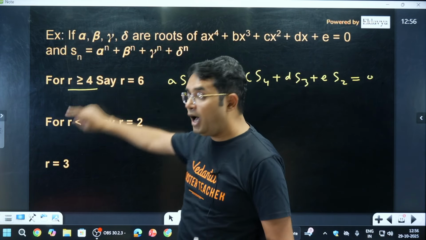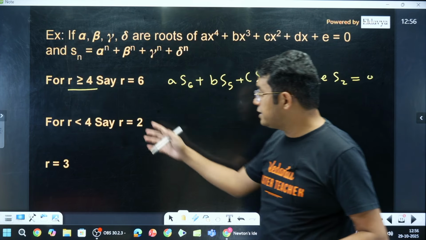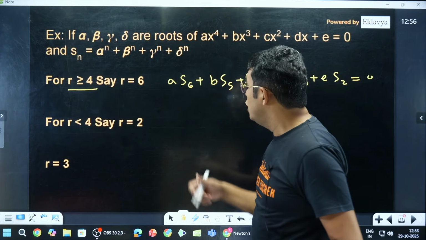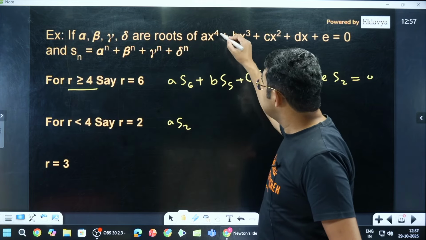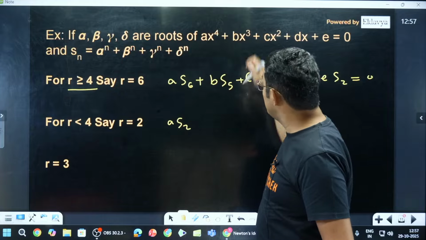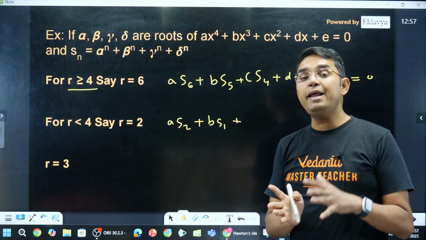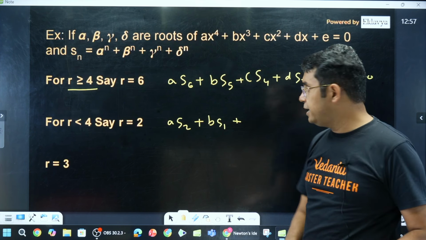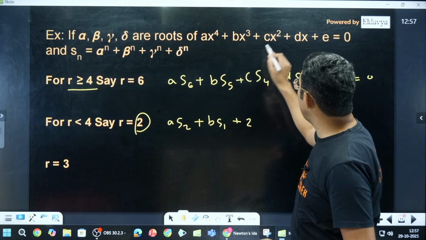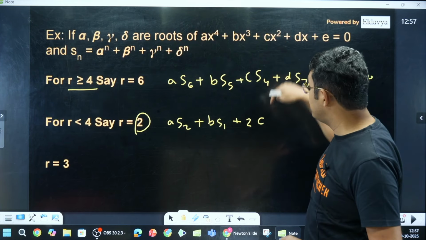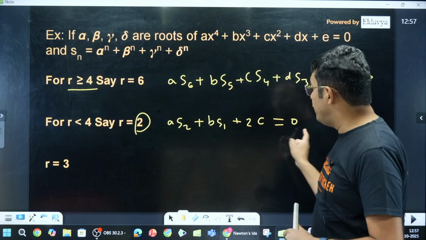So this was when R is greater than or equal to 4. But if R is not greater than or equal to 4, if it is less than 4, what will happen? Suppose R is equal to 2. So we will be starting with S2 here. Putting R equal to 2, it will be A S2 plus B S1. Now it is the turn to write S0. But dear all, understand, instead of writing S0 you will be writing 2, and this will be multiplied with the desired coefficient that would have come here, that is C, and that is equal to 0. So this is how your S2 and S1 will be connected.